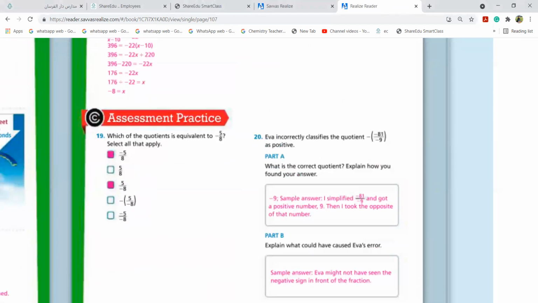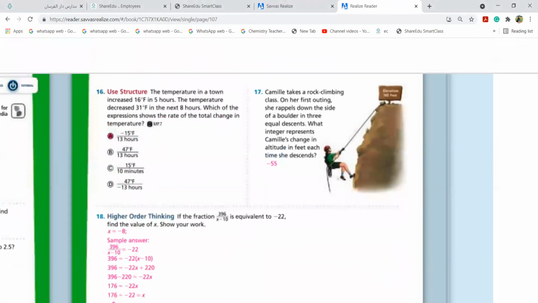Leave it. Assessment practice, please do by your own. I'm coming to your places. Malak and Ghalia, assessment practice, do by your own. Okay, Miss.